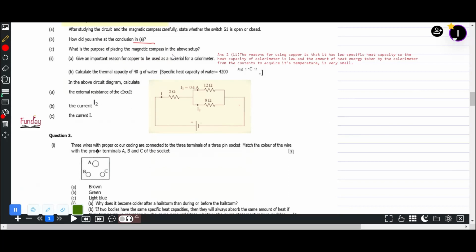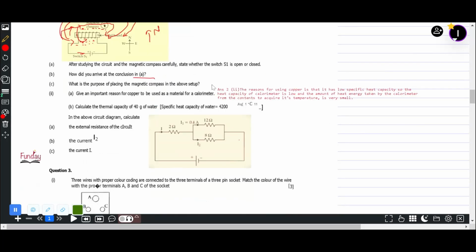What is the purpose of placing the magnetic compass in the above setup? To find the direction of the magnetic field. I think that could be the only purpose.